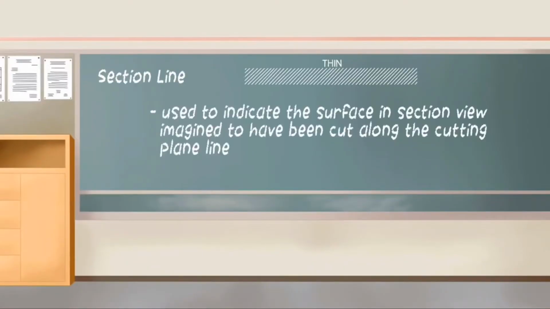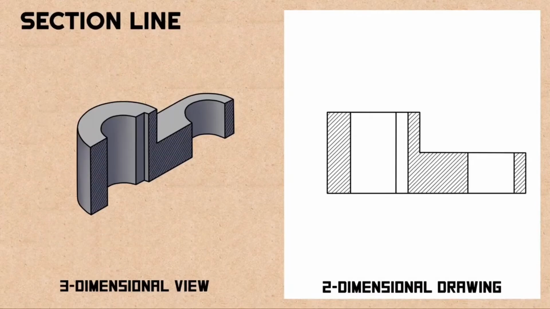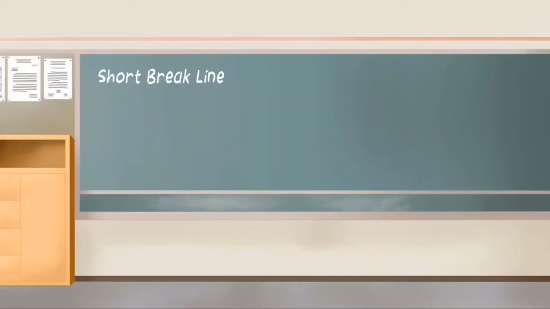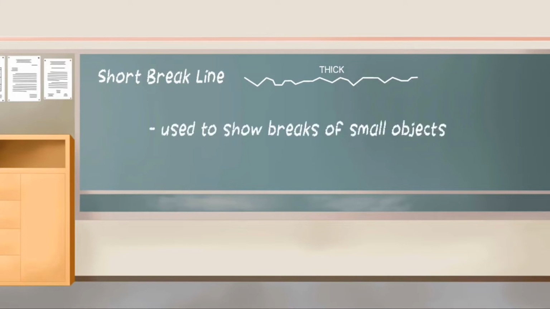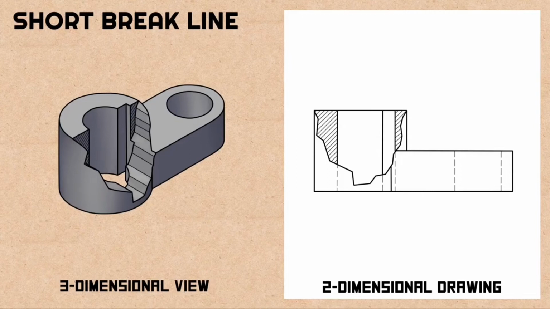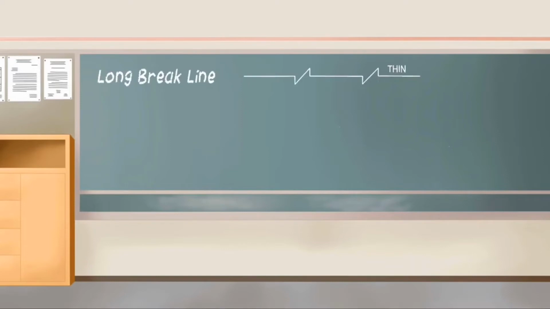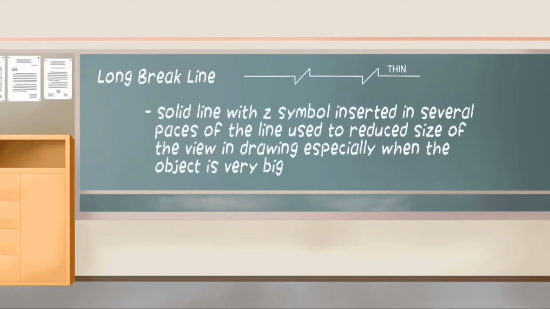Section line. It is a thin line used to indicate the surface in section view imagined to have been cut along the cutting plane line. Short break line. It is a thick line used to show breaks of small objects. Long break line. It is a thin solid line with a Z symbol inserted in several places of the line, used to reduce the size of the view in a drawing, especially when the object is very big.